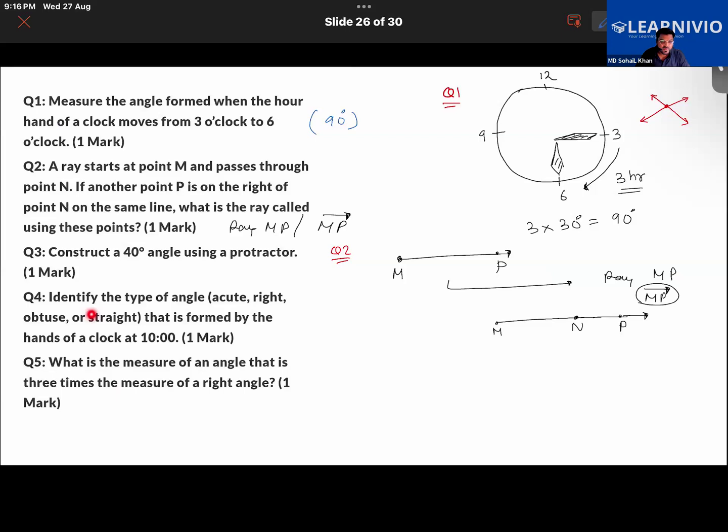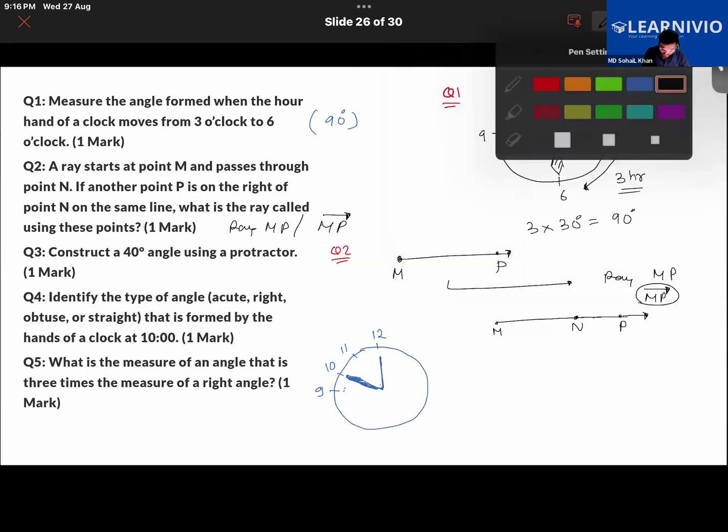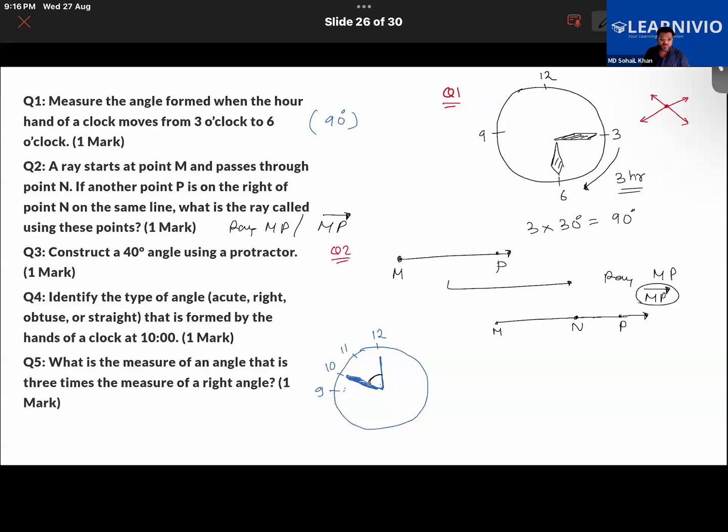So that was question number 4, guys. For those who are not done, identify the type of angle, whether it is going to be acute, right angle, obtuse, or straight angle that is formed by the hands of the clock at 10 o'clock. I'm drawing it here again. So that's 9, 10, 11, and that's 12. The hour hand is at 10 now, and the minute hand is over here. So how much of an angle is formed here? That is what you have to answer.